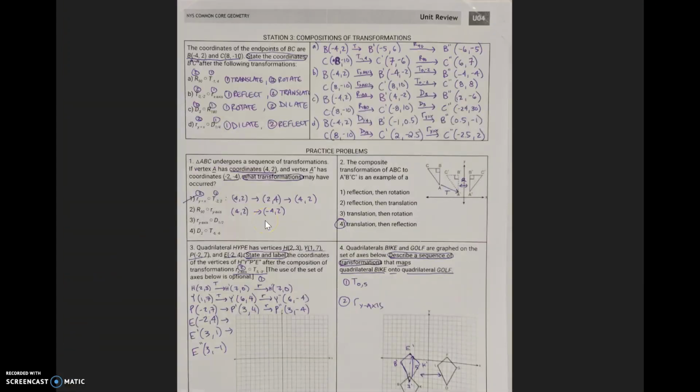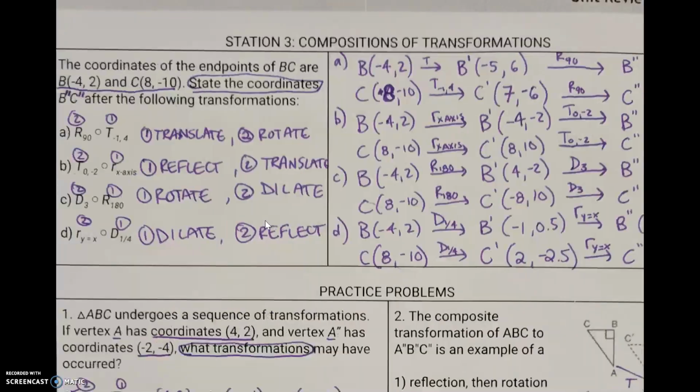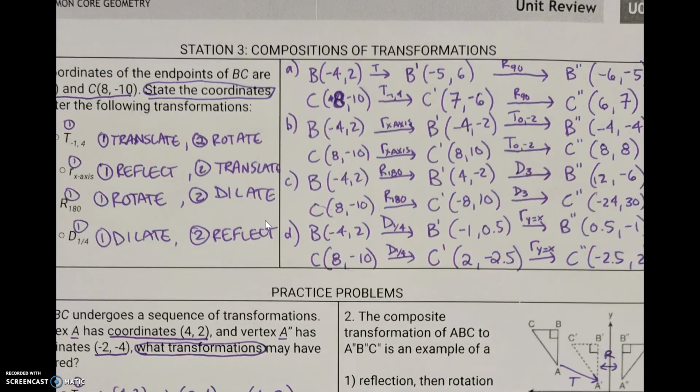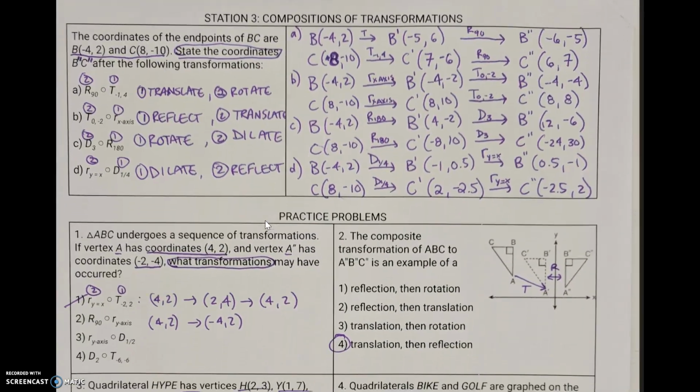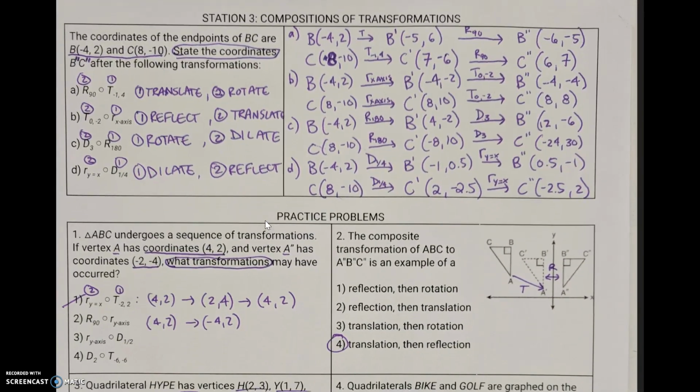Moving on to station number 3, this is compositions of transformations. This is when we take transformations and combine them together. If you take a look at the model problem, let's see if I can get it in frame here. The model problem asks you to do 2 different transformations. The first transformation in letter A is a translation of negative 1, 4, and then do the rotation of 90 degrees. Keep in mind that every time you look at a composition of transformations, that circle means we're combining these 2 transformations. It also means that this one goes first, and this one goes second.